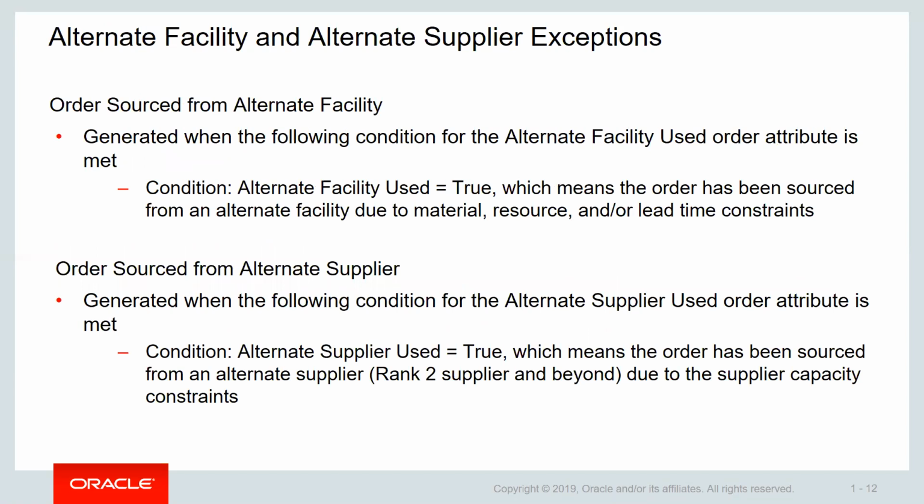Now let's look at the exception messages when alternates are used. The order sourced from alternate facility is generated when the value of the alternate facility used order attribute is equal to true, which means the order is sourced from an alternate facility. The order sourced from alternate supplier is generated when the value of the alternate supplier used order attribute is equal to true, which means the order is sourced from an alternate supplier.